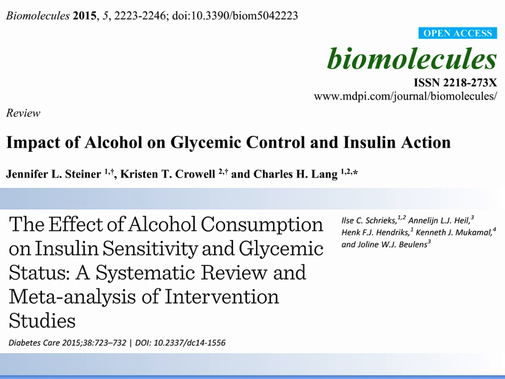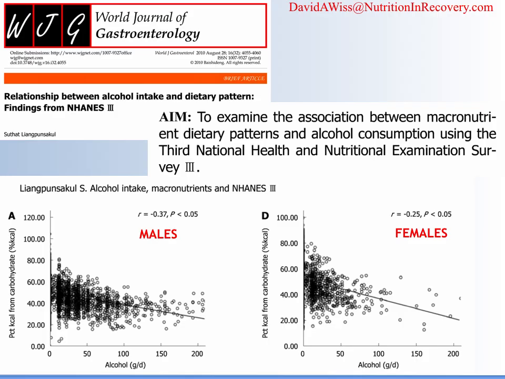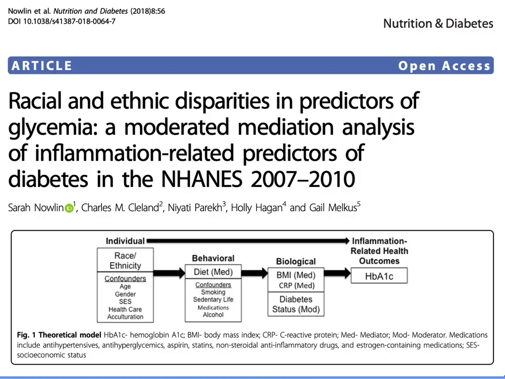Now, this relationship doesn't make sense without considering insulin. Insulin is the hormone that regulates blood sugar, and the big question that has not been answered is, how does alcohol affect insulin? Now, it's also important to remember that alcohol affects the quality and the patterns of one's diet. So you can see here that as alcohol goes up, percentage of calories from carbohydrates goes down. So these are things that are obviously going to affect both insulin status as well as glucose status. And this was different for males and females.